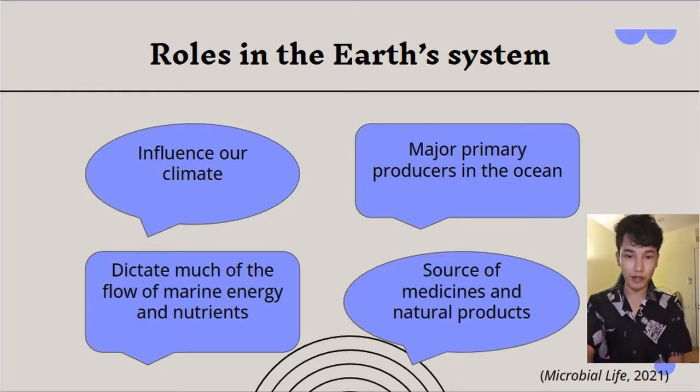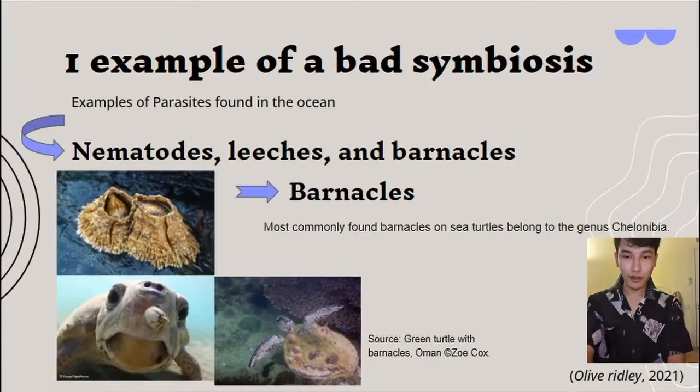Example of a bad symbiosis: some symbiotic relationships cause harm. For example, parasitism. The host is not immediately killed by the parasite, but it may sicken and die over time. Examples of common parasites found in the ocean include nematodes, leeches, and barnacles.